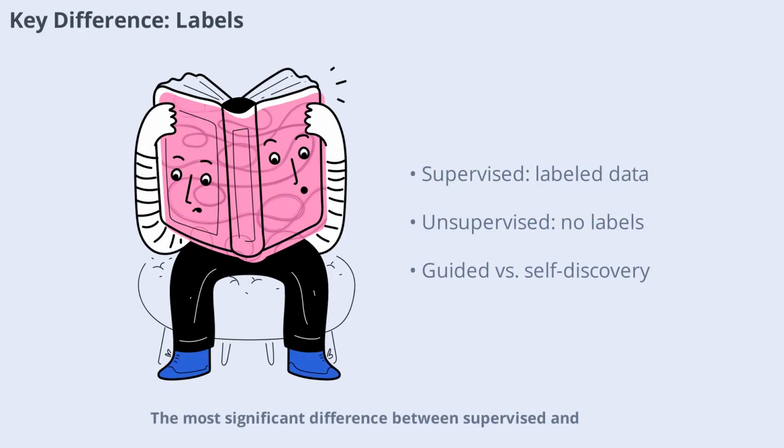The most significant difference between supervised and unsupervised learning is the presence of labels. In supervised learning, every piece of data comes with a label, guiding the model's learning process. In unsupervised learning, there are no labels, so the model must find structure on its own. This fundamental distinction shapes how each approach is used and what problems they can solve.